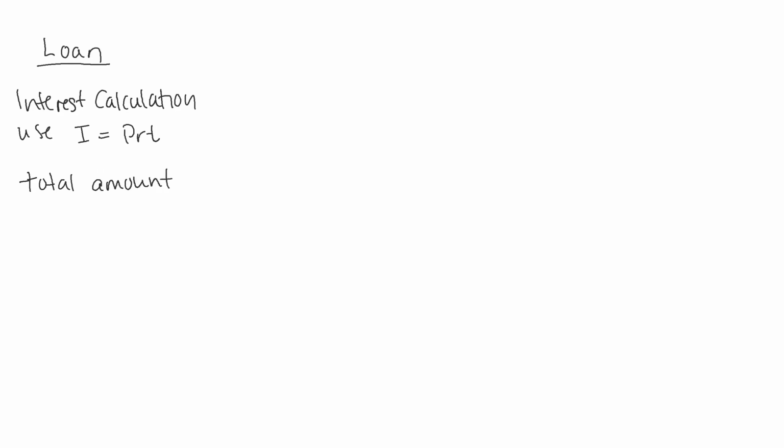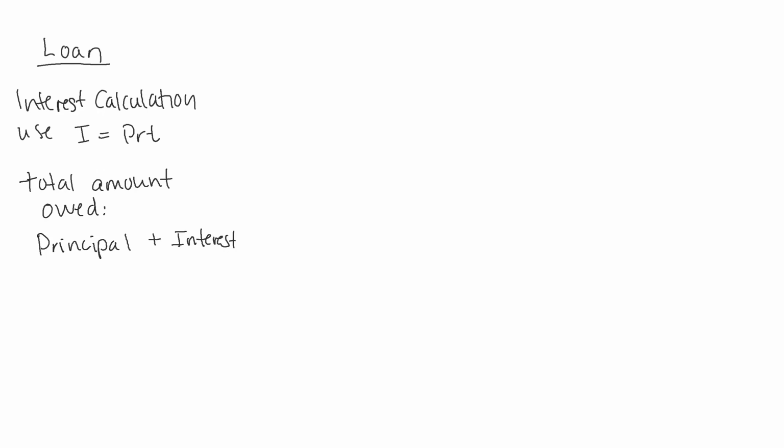All right, you need to have information about the loan: the principal, the interest rate, and the time frame. I equals PRT calculates the interest. So for the interest calculation, use I equals PRT. For the total amount owed, we have the principal, which is generally given, plus the interest.